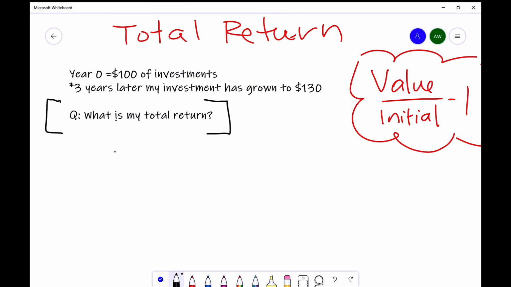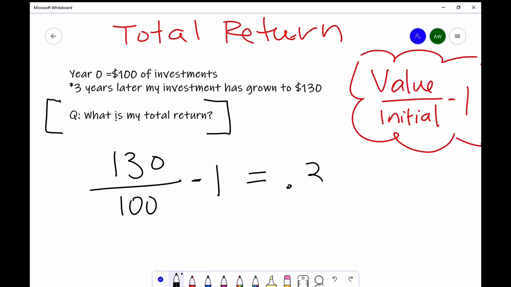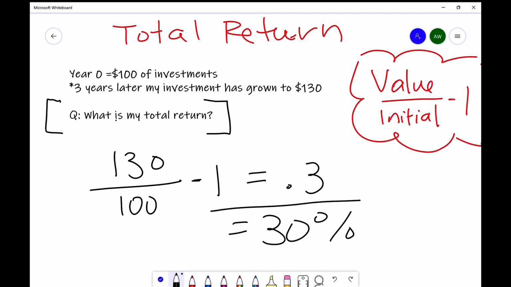So now that we know the formula, let's calculate the numbers. 130 is the value divided by 100, our initial, minus 1 equals 0.3, or to put that in percentage form, 30%. From day 0, that $100 has grown by 30% into $130. So that's total return.